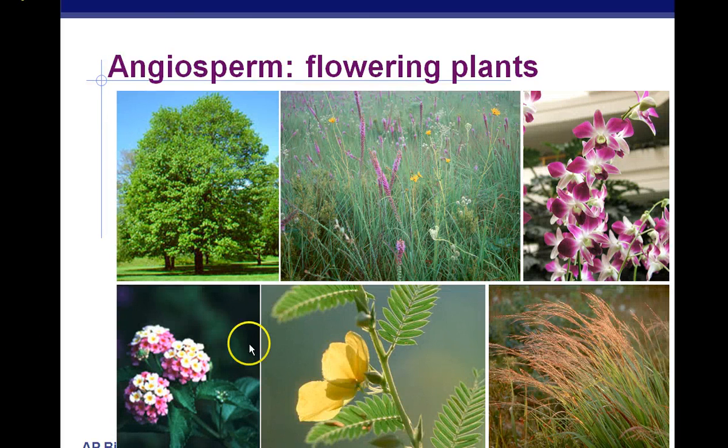Here we have some angiosperms. Again, they're the most common plants on this planet. Any of the trees that are big leafy trees, they're angiosperms. Grass is also angiosperms. Sometimes the flowers don't look like flowers. These are flowers for the grass there, and if they get fertilized, they produce seeds.